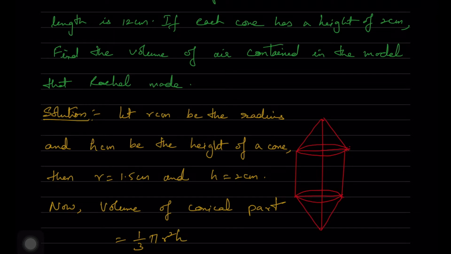So let r centimeters be the radius and h centimeters be the height of a cone. Then r is equal to 1.5 centimeters and h is equal to 2 centimeters. This is 1.5 centimeters, the radius. The height is equal to 2 centimeters of a cone. So both these cones are equal over here. So this is also 1.5 centimeters over here, and this height is also equal to 2 centimeters.